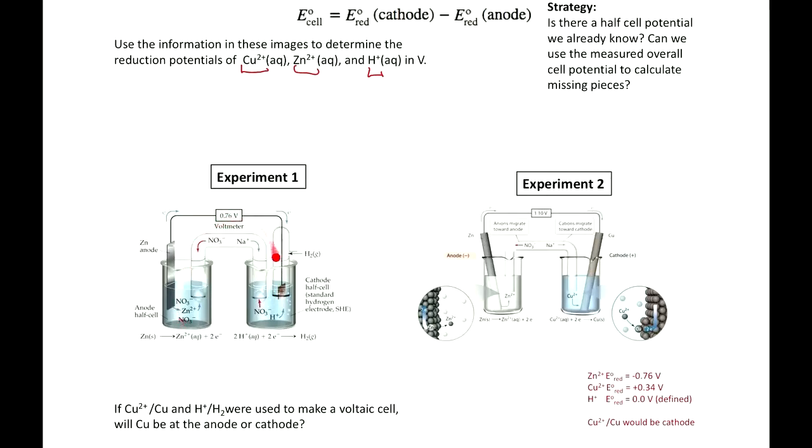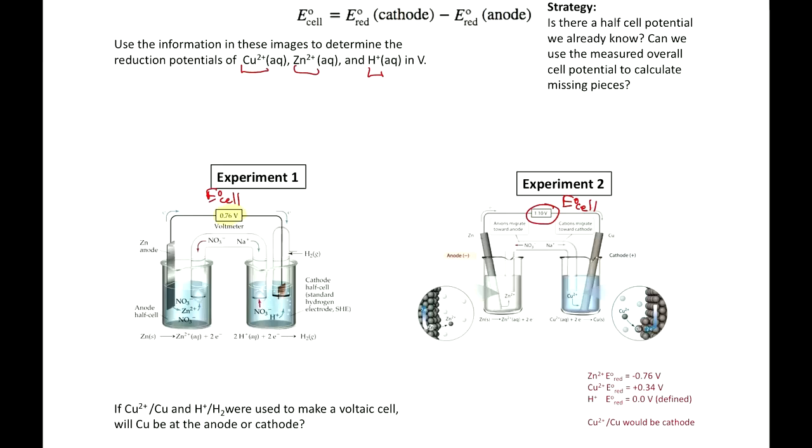So it looks like we set up a voltaic cell between zinc and H+, and it reads this cell potential. So this is E cell. Right here, this is our voltmeter. Here is E cell for these two reactions. So we want to determine the reduction potential, sorry, of these substances given the observations of the overall cell potentials.